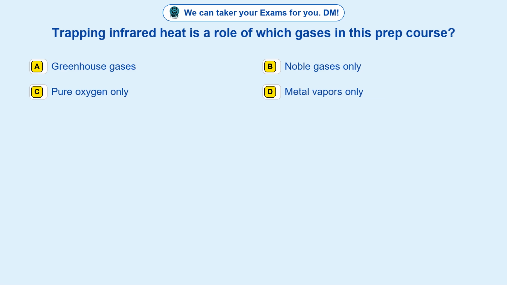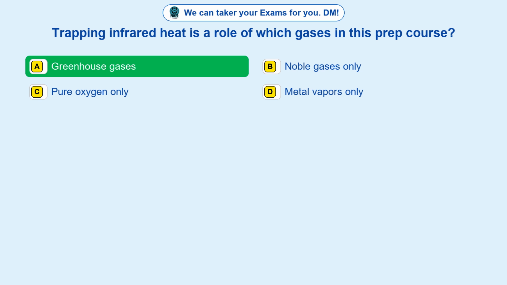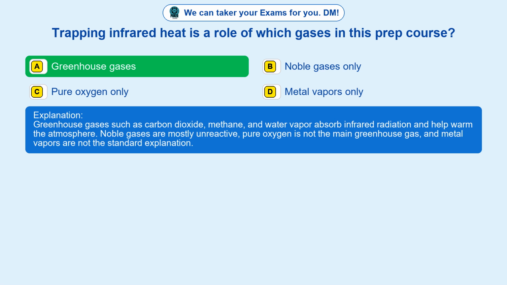Question 88. Trapping infrared heat is a role of which gases in this prep course? Option A, greenhouse gases. Option B, noble gases only. Option C, pure oxygen only. Option D, metal vapors only. The correct answer is option A. Greenhouse gases. Greenhouse gases such as carbon dioxide, methane, and water vapor absorb infrared radiation and help warm the atmosphere. Noble gases are mostly unreactive, pure oxygen is not the main greenhouse gas, and metal vapors are not the standard explanation.